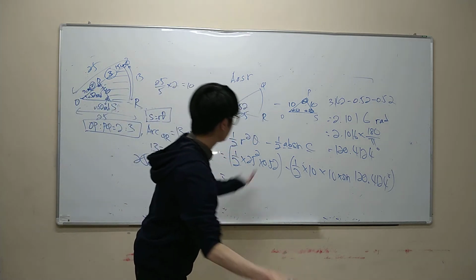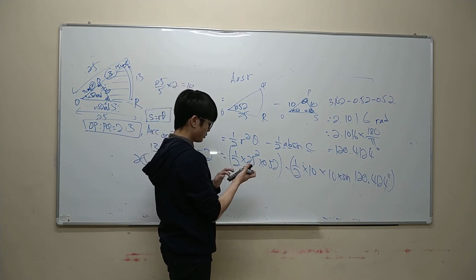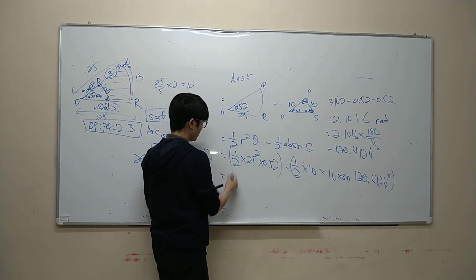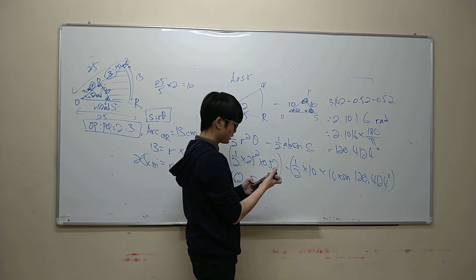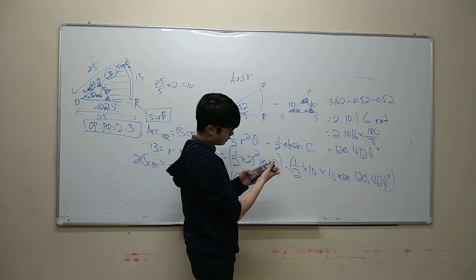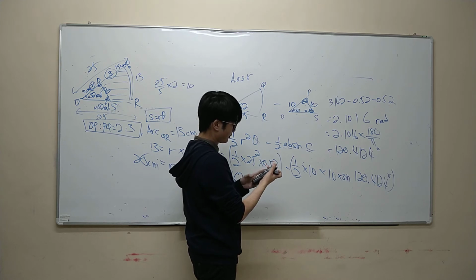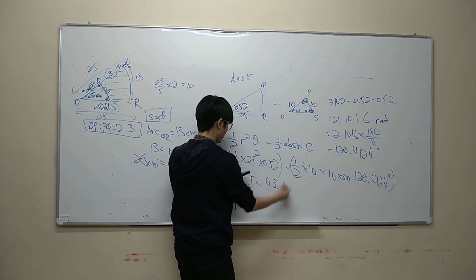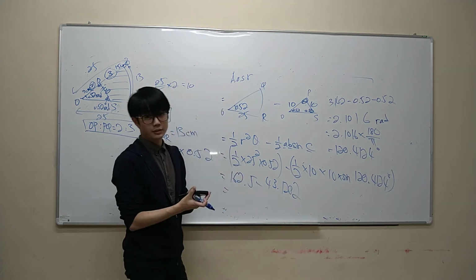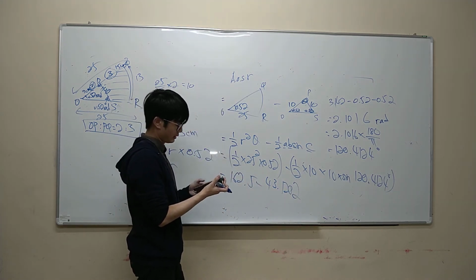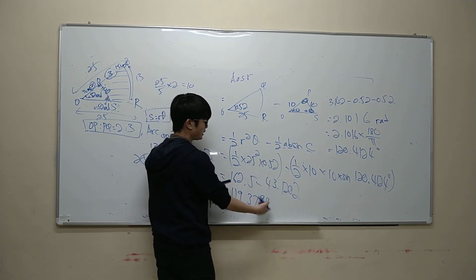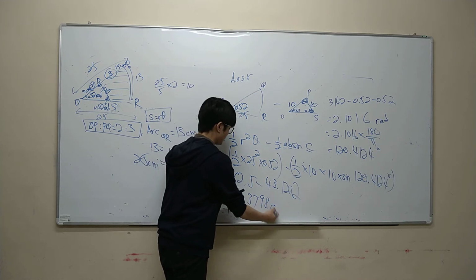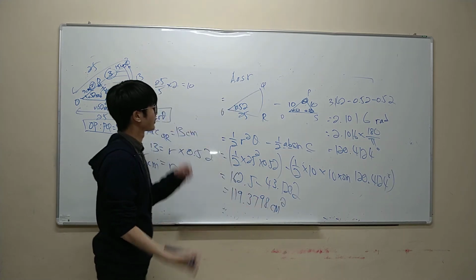So now you just use the calculator and get the answer. 1/2 times 25 squared times 0.52 is 162.5. Minus, this one: 1/2 times 10 times 10 times sine 120.4124, which is 43.1202. Then 162.5 minus answer is 119.37979. So you can write 119.4. So the answer is cm squared.